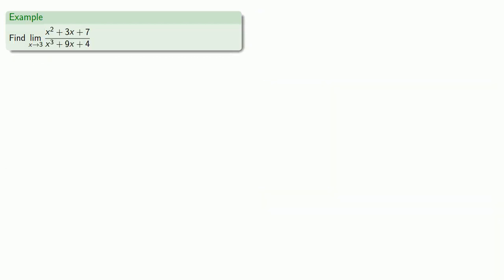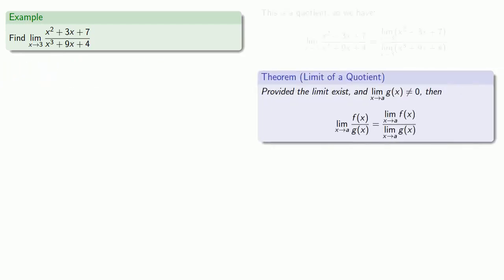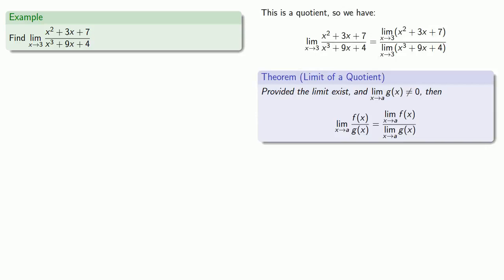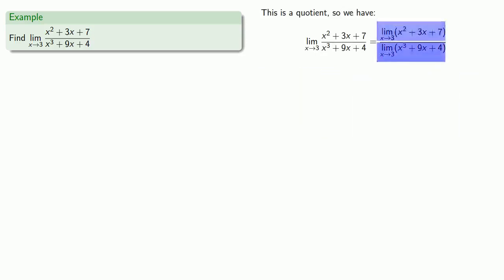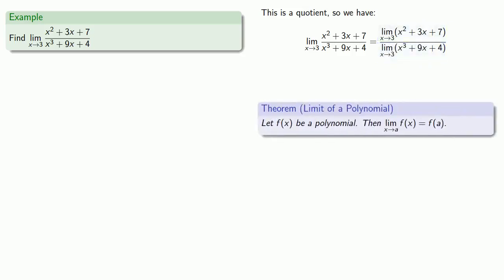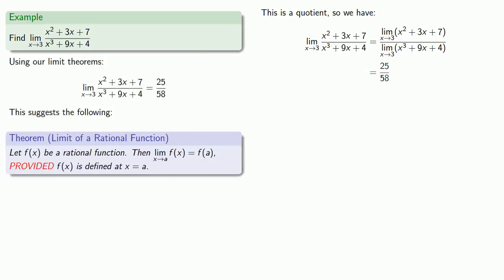What about a rational function like x squared plus 3x plus 7 over x cubed plus 9x plus 4? Since this is a quotient, we can find the quotient of the limits. But now we're looking at the limits of two polynomials. And so we can evaluate both of these limits by evaluating the polynomials at the limit point 3. And this suggests the following. Let f of x be a rational function, then the limit as x approaches a of f of x is f of a, provided that our rational function is actually defined at x equals a.